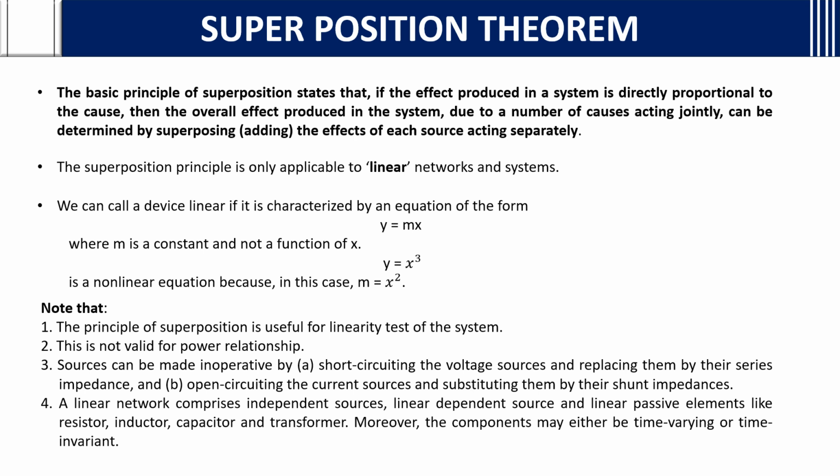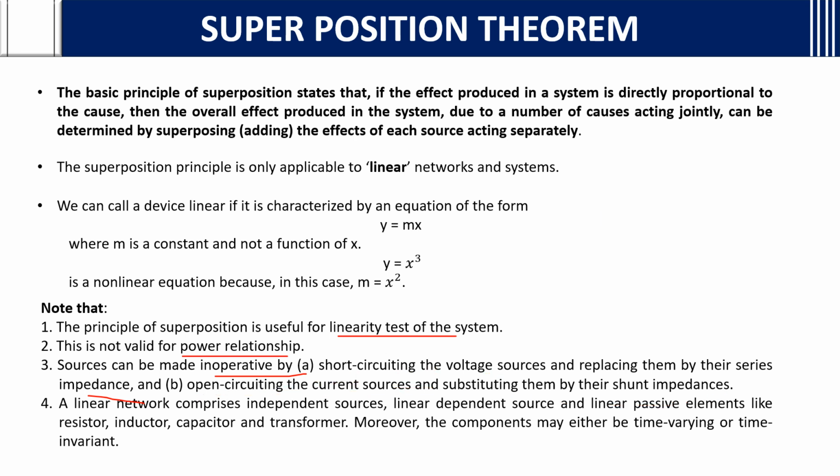Then there are some note points. The principle of superposition is useful for linearity tests. This is not valid for power relationships; here we are not going to find any power relationship. Sources can be made inoperative by short circuiting the voltage sources, as I have told you before with an example, and replacing them by their series impedance, and open circuiting the current sources and substituting them by their shunt impedances.